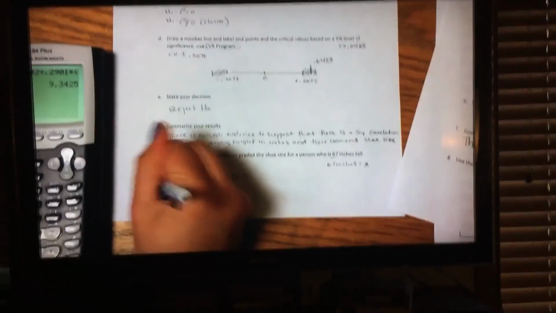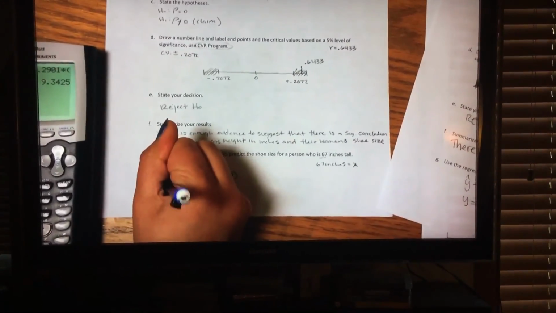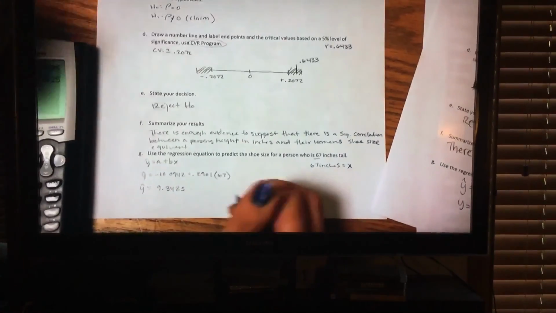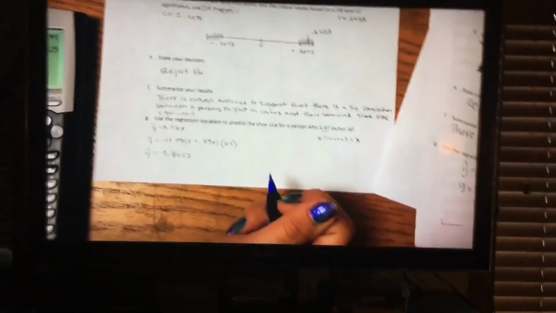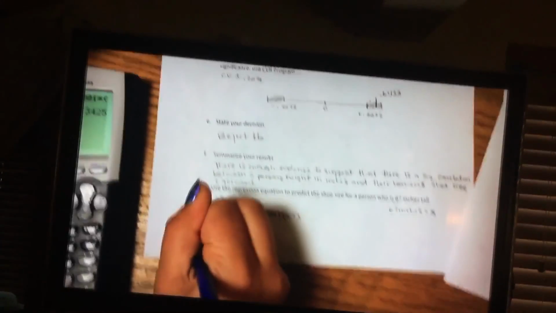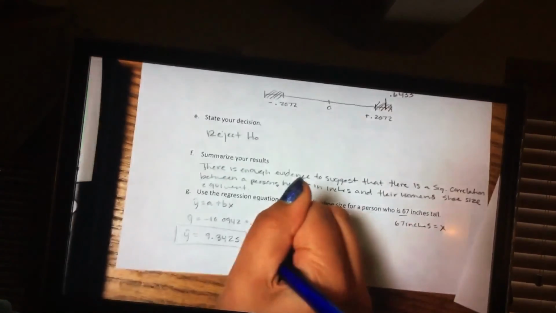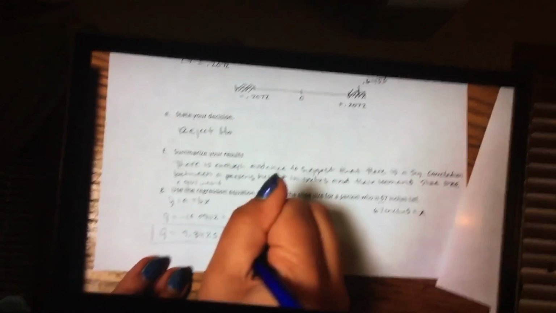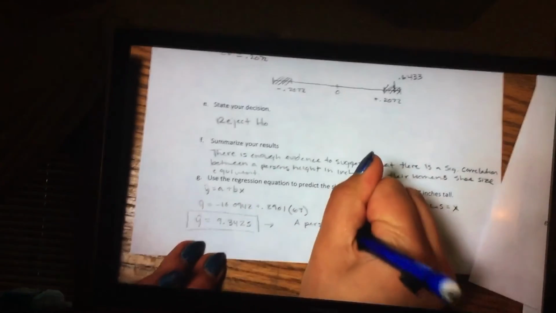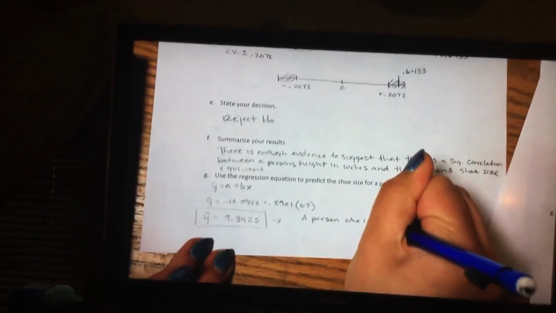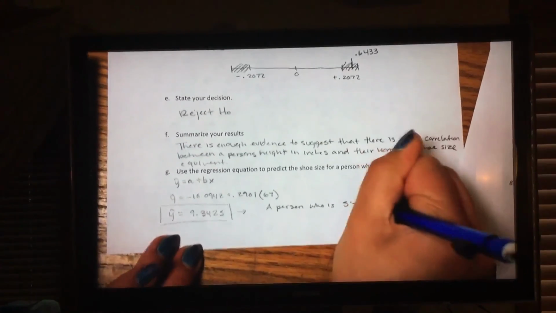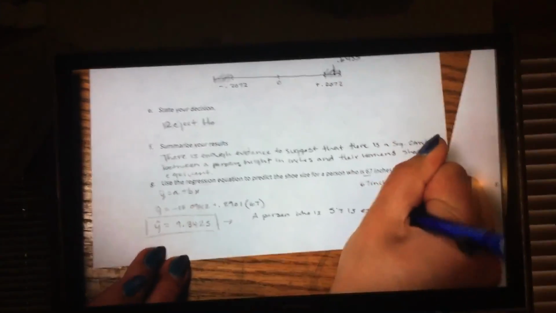9.3425. So again, we've plugged our information into the regression equation to predict the shoe size for a person who is 5'7" or 67 inches tall. And we've gotten a y value of 9.3425. So because there is no shoe size of 9.3425, we went ahead and interpreted this as a person who is 5'7" or 67 inches tall is estimated to wear around a woman's size 9 shoe, accounting for variation.